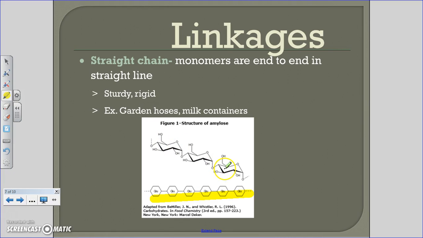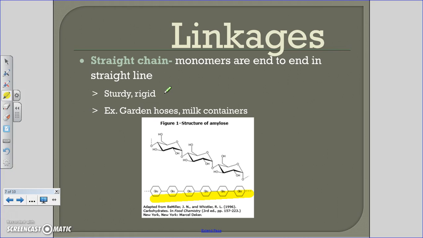This diagram is saying that they are straight as well. It's a little bit more detailed, but they are just straight lined up, one after the other, after the other, after the other. Now, when we have a straight chained polymer, they are going to be sturdy and rigid. So they're going to hold their shape. They're going to be a little bit flexible. Examples of those would be like garden hoses and milk containers. You can squeeze them, but they will go back to their normal shape.